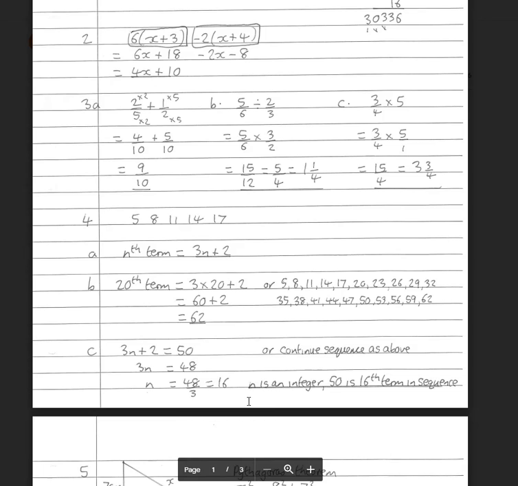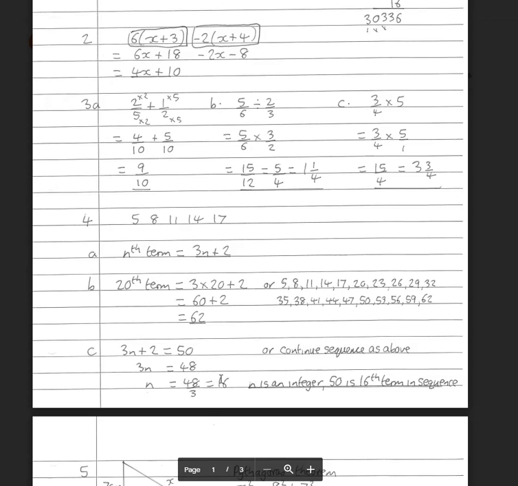Then it says, is 50 a term in the sequence? Okay, so we need to find out whether 50 is a term in the sequence. Well, what we could do is experiment with different numbers here to see if we can get 50. But we need to find a number here that 3n plus 2 makes 50, if it works. Well, if 3n plus 2 is 50, 3n must be 48. And if 3n is 48, n must be 48 divided by 3, and that's 16.